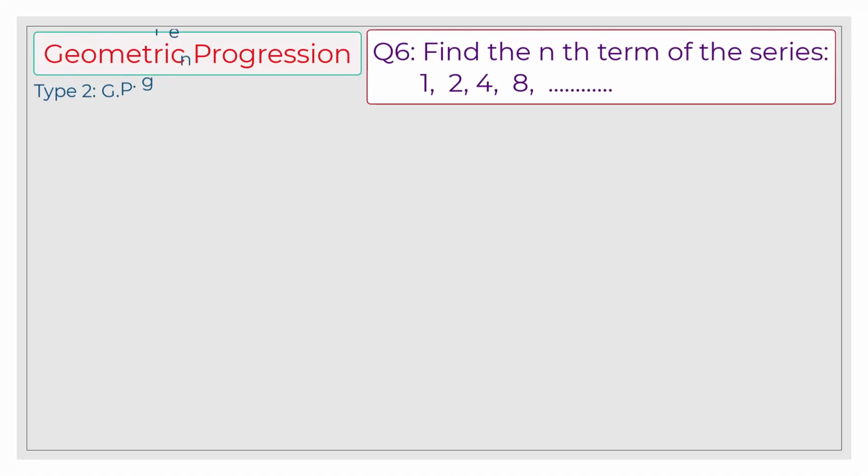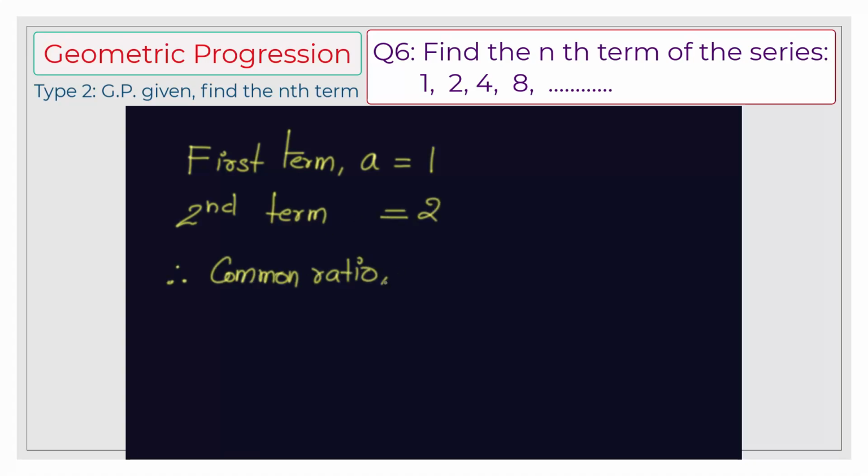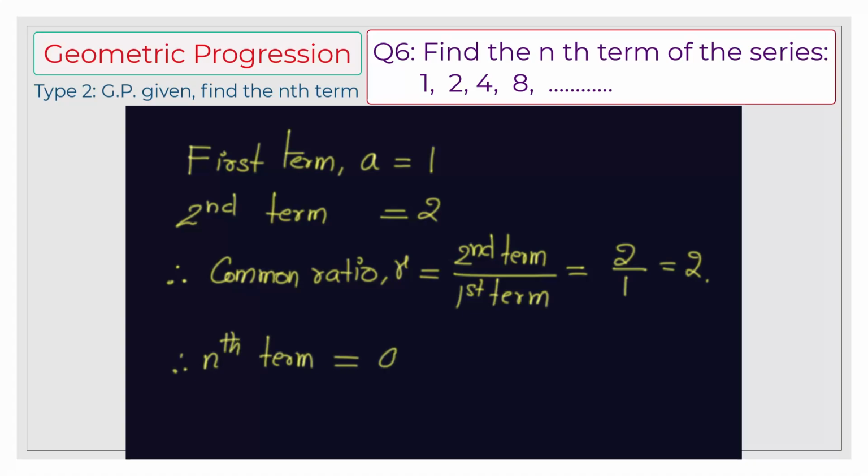Let us consider another example. We have a GP given. We need to find the nth term. We know the general formula for the nth term is a into r raised to n minus 1. Here a, the first term, is 1. We can find r, the common ratio, using first 2 terms. Therefore, the common ratio r is equal to second term divided by first term, which is 2. Therefore, nth term is equal to 1 into 2 raised to n minus 1, which is 2 raised to n minus 1.